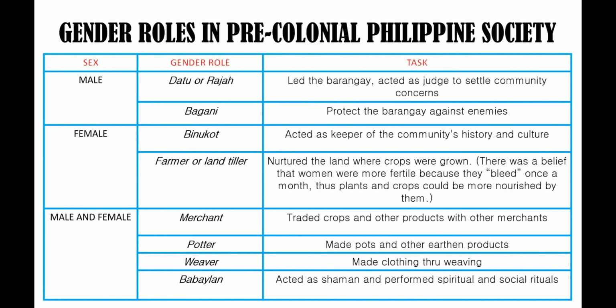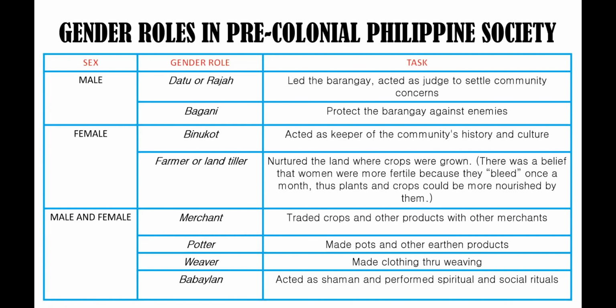So before, they believed if women were farmers, they would have a masaganang pag-aani o masaganang pagtanim. Next we have male and female. Now, the gender roles for both sexes, male and female, we have merchant. They traded crops and other products with other merchants.